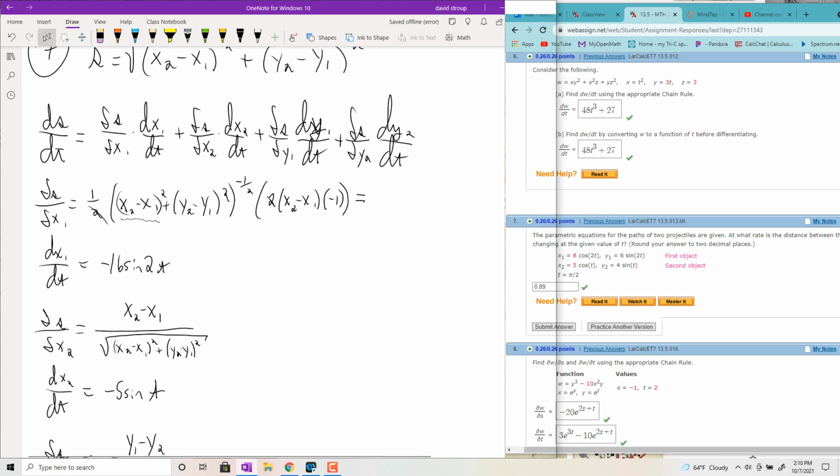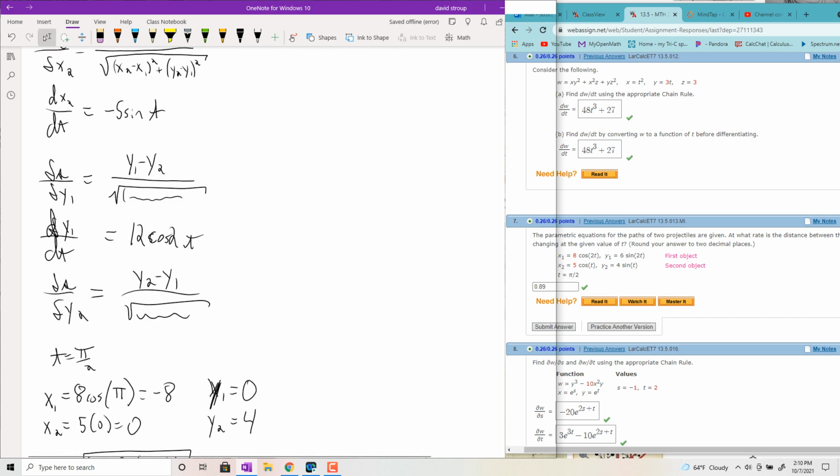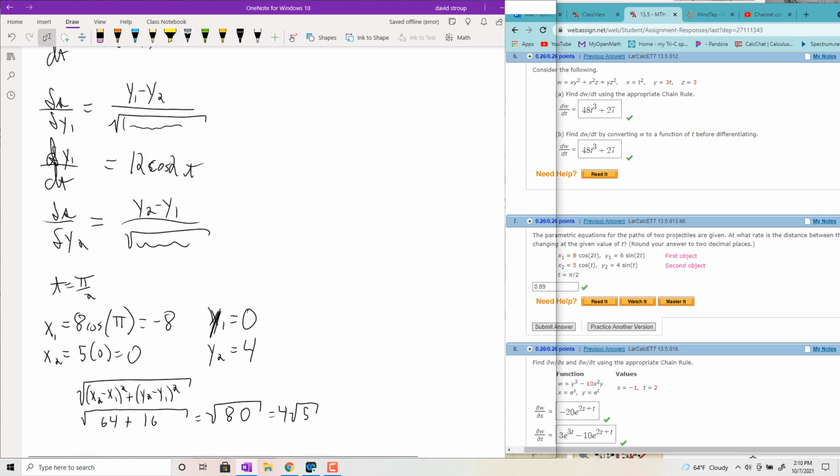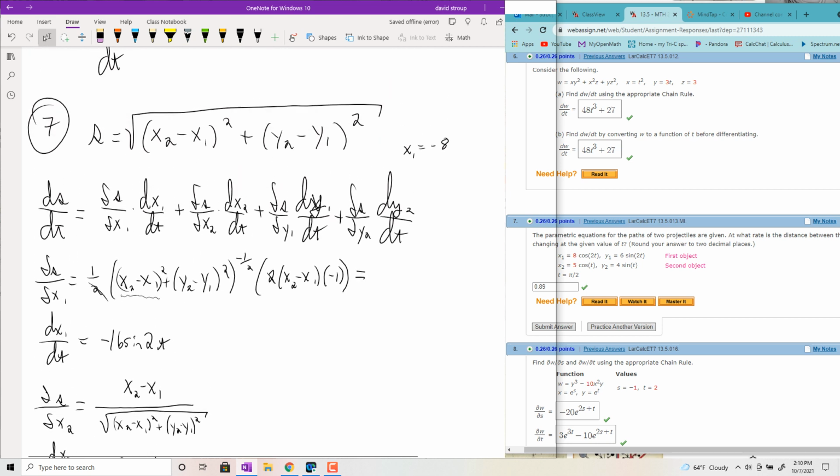reminding myself what the x2 and x1 are. So x2 is 0, x1 is -8. And then y2 is 4. Everything else is 0, right? And then this denominator part is always going to be 4 square root 5.